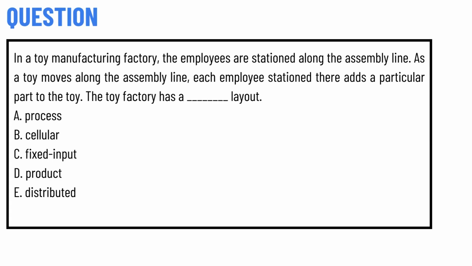Our today's question is: in a toy manufacturing factory, the employees are stationed along the assembly line. As a toy moves along the assembly line, each employee stationed there adds a particular part of the toy. The toy factory has a layout. Option A process, option B cellular, option C fixed input, option D product, option E distributed.